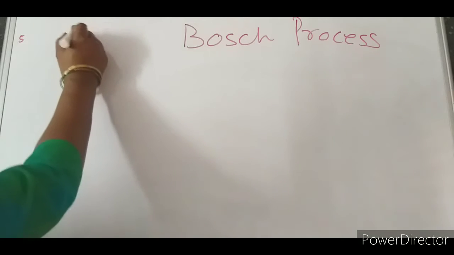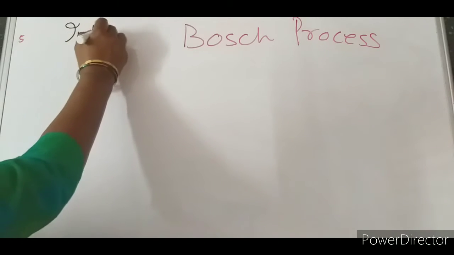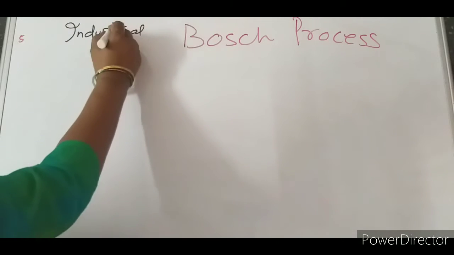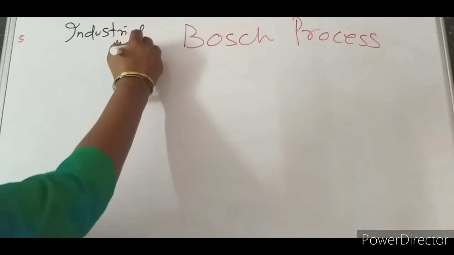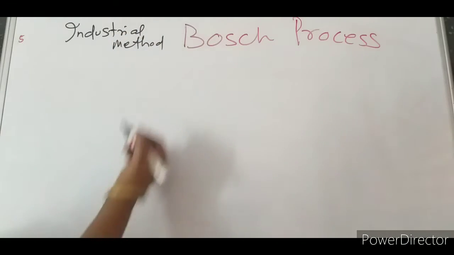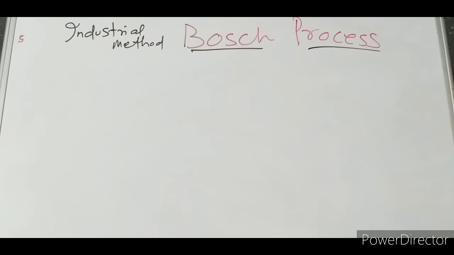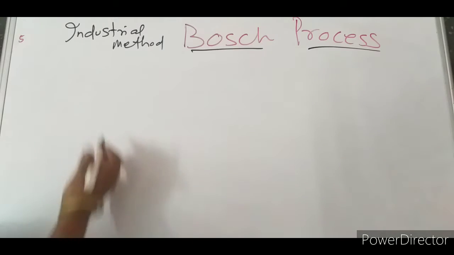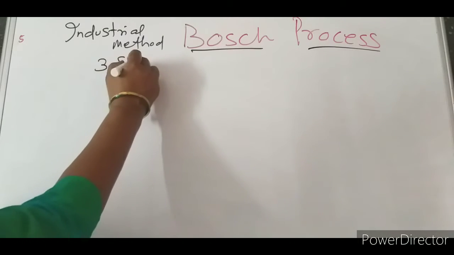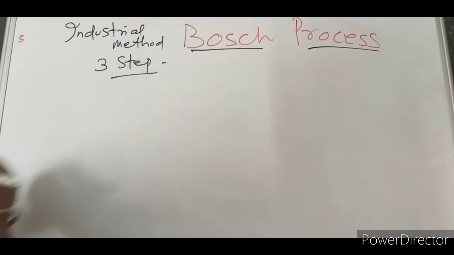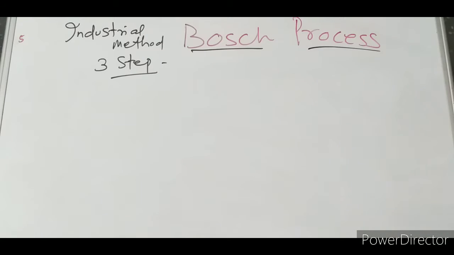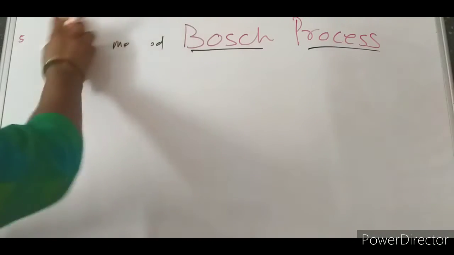Separation. So here, the industrial method is the Bosch process. And the Bosch process will be discussed in 3 steps. Okay, so let us go for the first step.